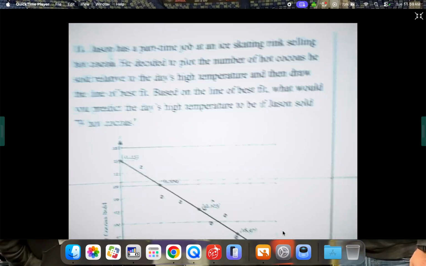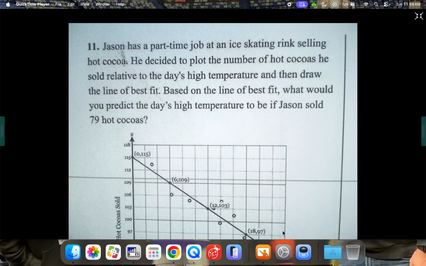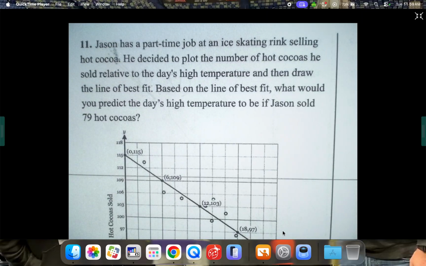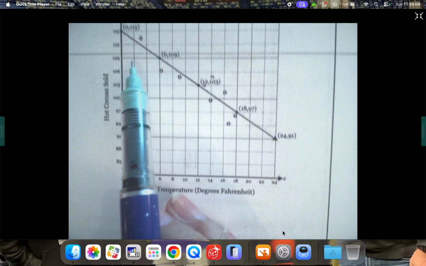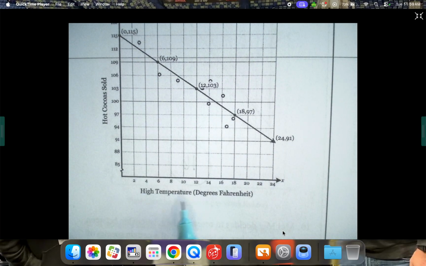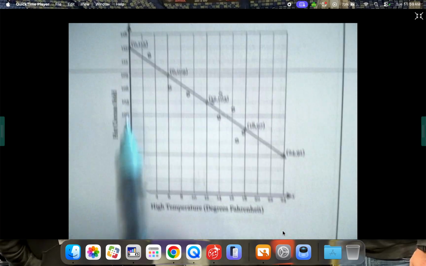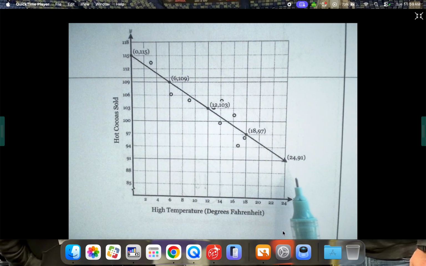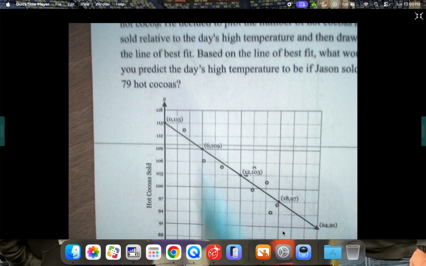All right, last 2 questions. Jason has a part-time job at an ice skating rink selling hot cocoa. He decided to plot the number of hot cocoas he sold relative to the day's high temperature. It's kind of like one we did earlier. So here's your trend line. Here's the temperature as it gets hotter and hotter. The hot cocoa amount is going down. Nobody wants to drink hot cocoa when it's super hot out.